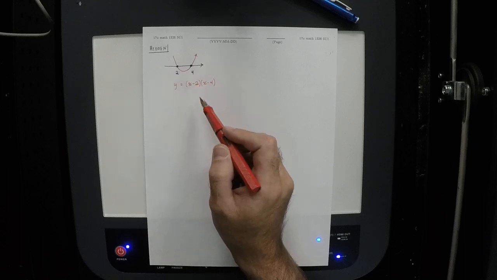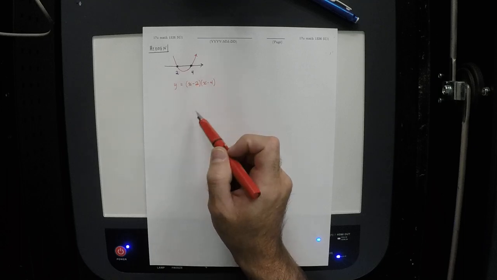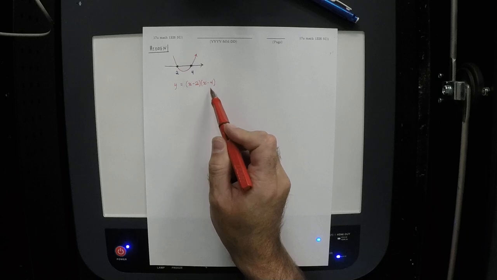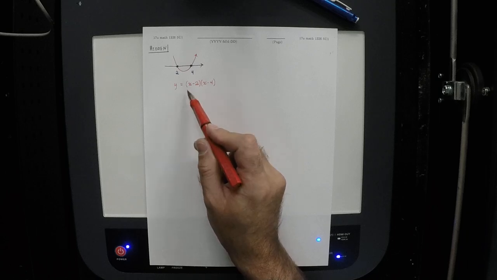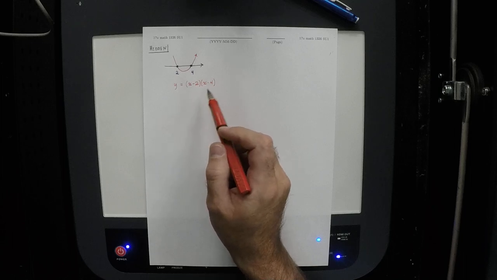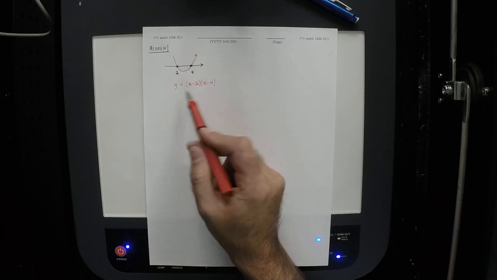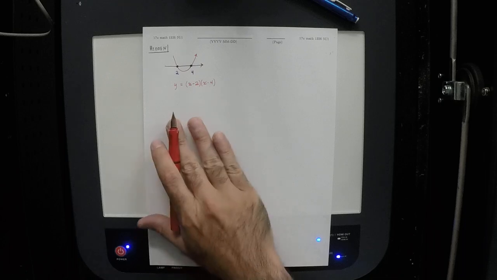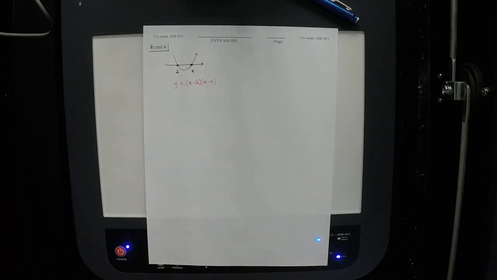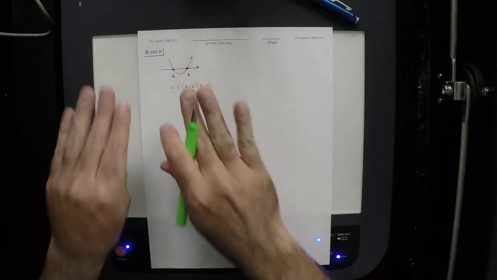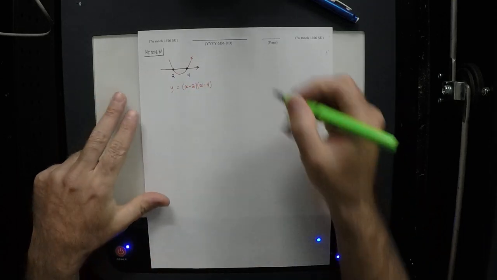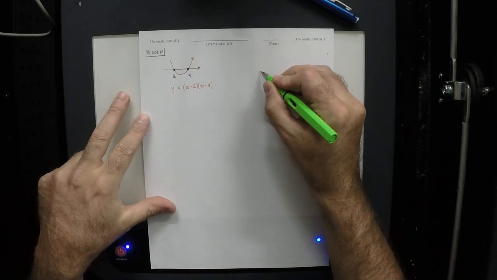And the same argument goes for 4. If we were to plug in x is 4, then that factor would be 0. And it doesn't matter what the other one is, so that if you plug in x is 4, then y is 0. So is everyone clear that this formula does that for us? Okay. So now, there's the parabola.